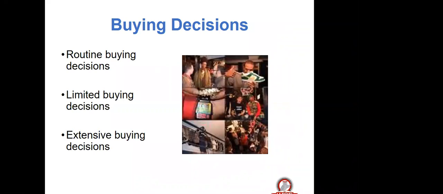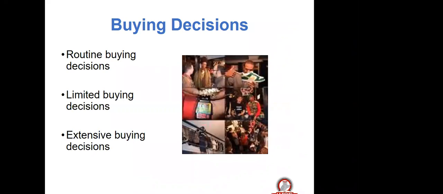Then we might have limited buying decisions. This is where there might be moderate involvement. Buying clothes is one, depending on how much the clothes are, just say regular clothes. You'll look, is the color right? Does it fit right, etc.? But some people may not take a lot of time in that buying decision.